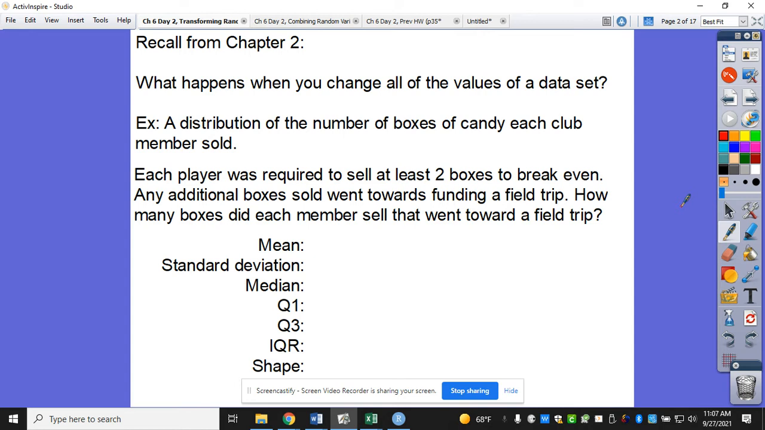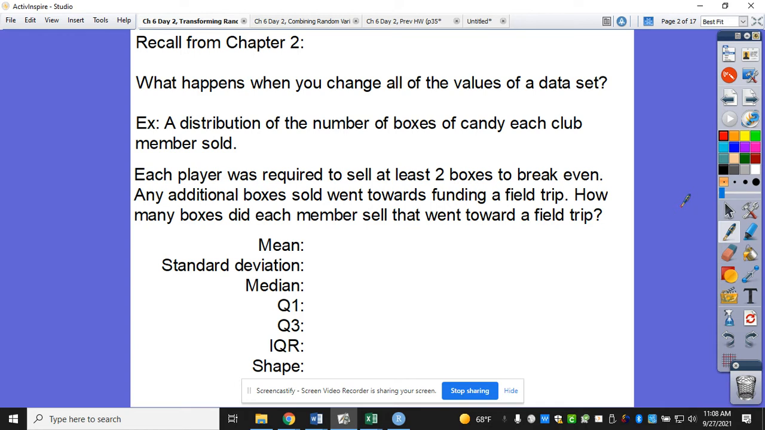So let's say that this club is dealing with selling candy. And if we have all their number of boxes sold, we can break it down into different ways. Each player was required to sell at least 2 boxes. Any additional boxes sold would go towards funding a field trip. So how many boxes did each member sell that went toward a field trip? So I took all of my original values, and I'm going to do what with them? This is not on your worksheet. I'm going to just subtract 2 from each one of those. That's what the context is saying, right?